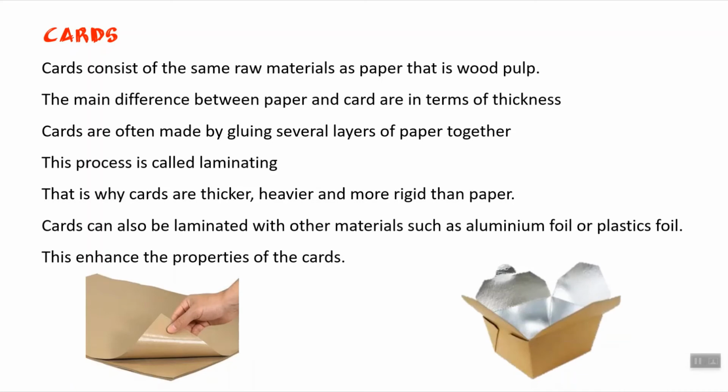So some examples of laminated cards. So there are different types of cards. First of all, we have cardboards. So it is also known as paperboard and is often made with recycled material.